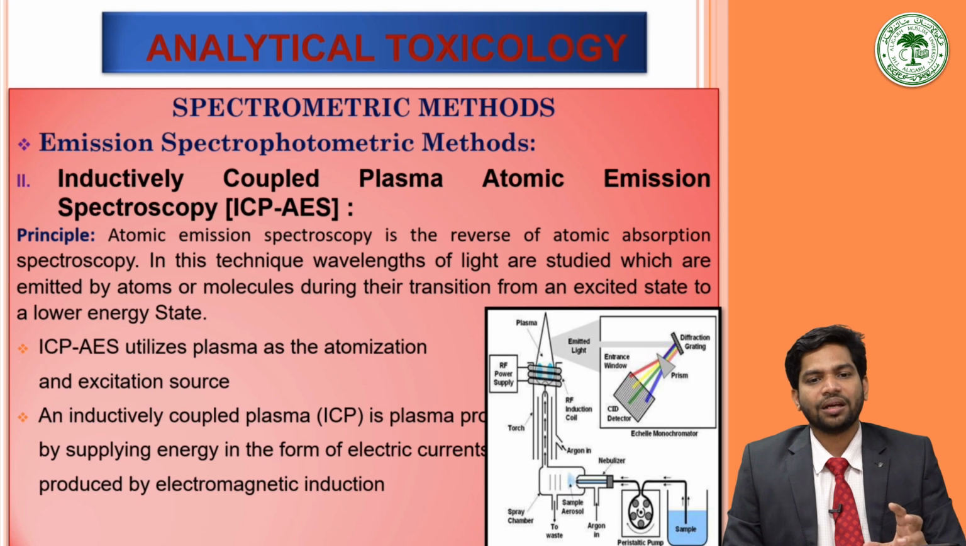An inductively coupled plasma is produced by supplying energy in the form of electric currents produced by electromagnetic induction. For the creation of the inductively coupled plasma, argon gas is typically used to create plasma by electromagnetic induction. Its temperature ranges from 4000 to 8000 degrees Celsius. To use this plasma as an atomization and excitation source, the sample is introduced inside the plasma.